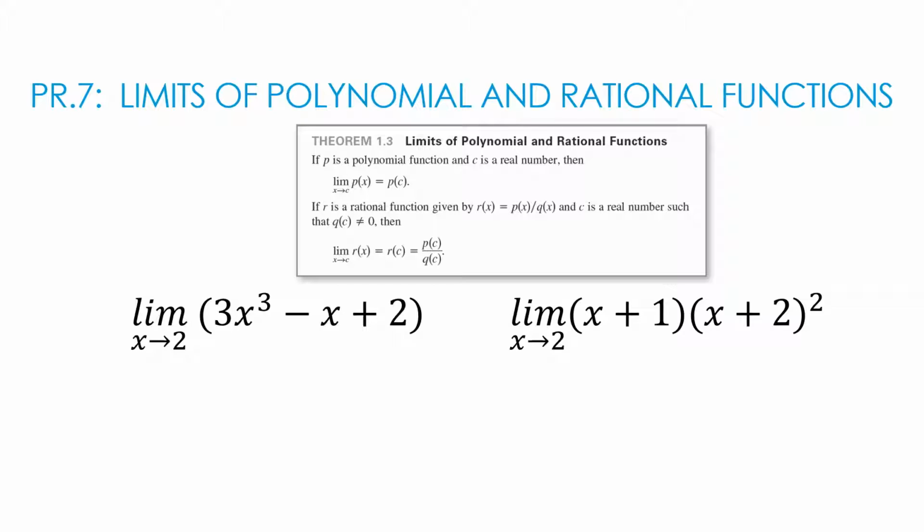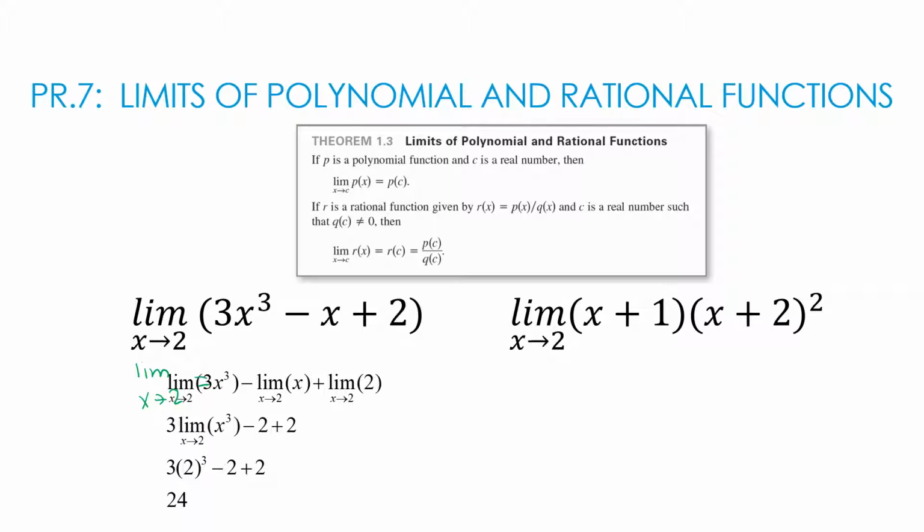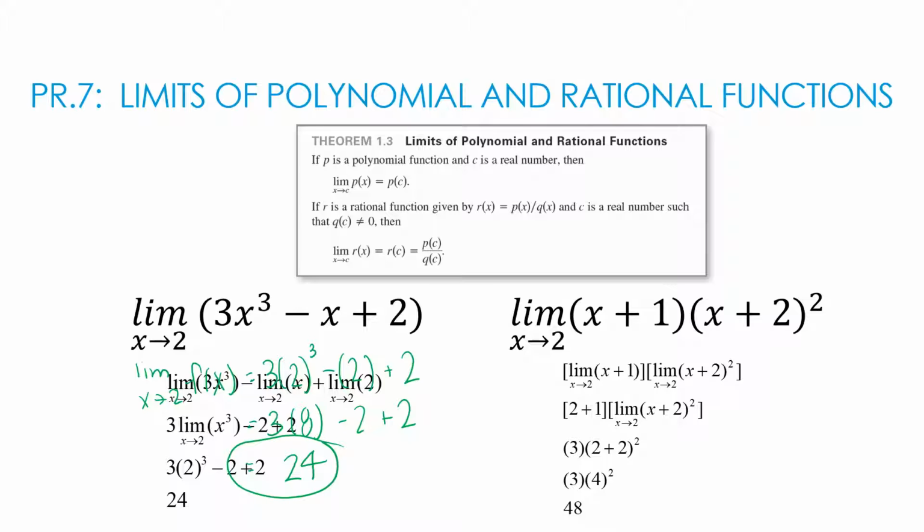So again, if possible, and here it does seem to be possible, we're just going to use direct substitution. So I'm not going to use all of my properties to break this up. I'm just going to say the limit as x approaches 2 of f of x, we'll just call it f of x, is 3 times 2 cubed minus 2 plus 2. So 2 cubed is 8, minus 2 plus 2, and that gives me 24 minus 2 plus 2, which is just 24.